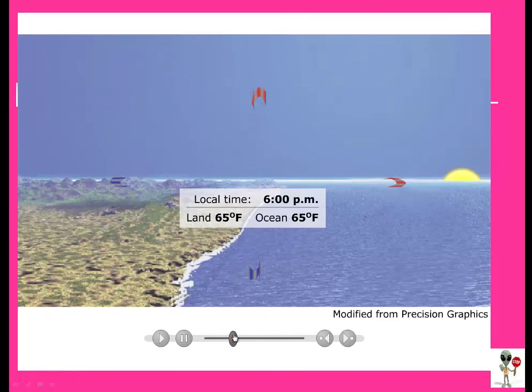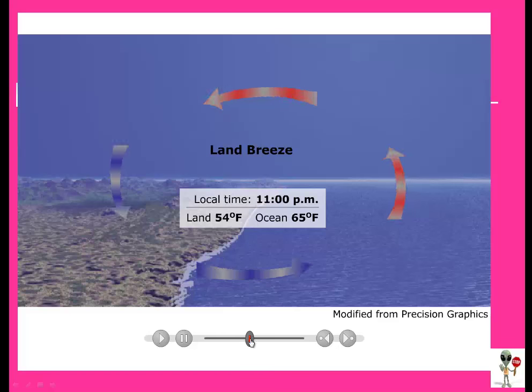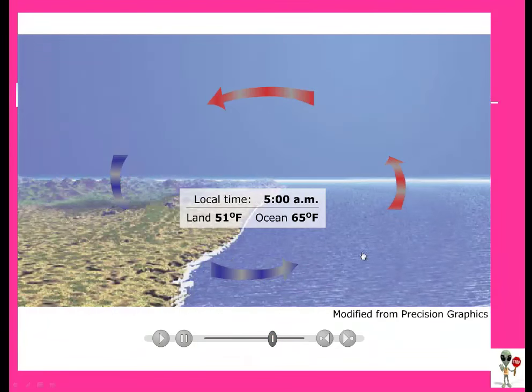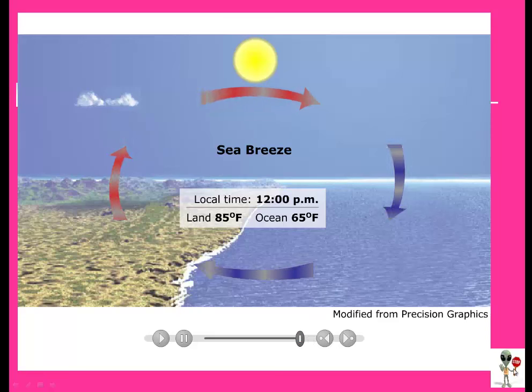Then as the sun sets, pretty soon the water temperature, which is not getting cooler, is now warmer than the air temperature, which is getting cooler, and now we're going to start getting air circulation moving this way, coming off the land onto the ocean, which is called a land breeze. And then as the sun comes up, it shuts down again, and then starts heating up the land, and we start getting a sea breeze. And that's it. That's where I'm stopping today.